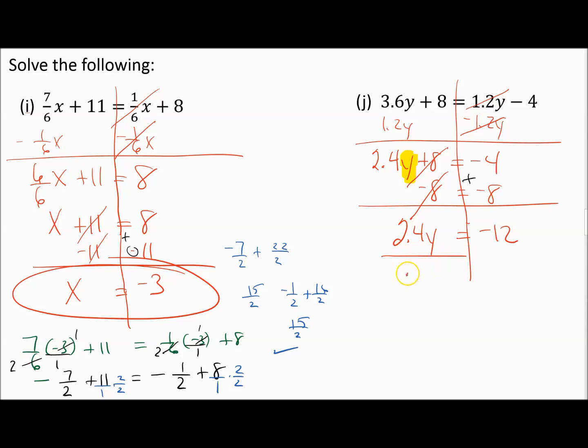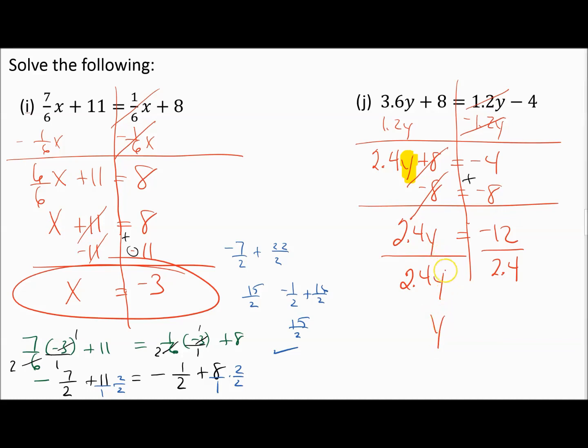And we divide each side by the coefficient of the variable. So I'm dividing by 2.4. So just use your calculator to do negative 12 divided by 2.4, and I get negative 5.